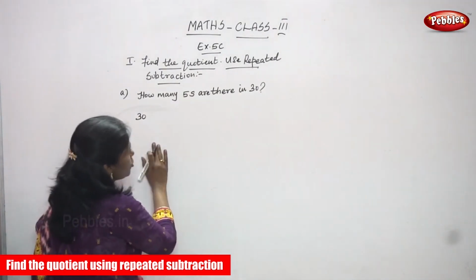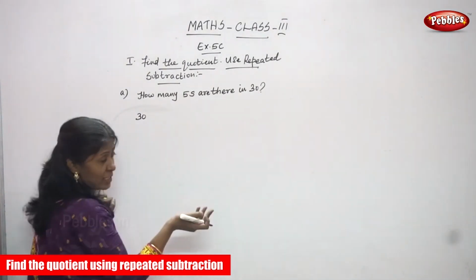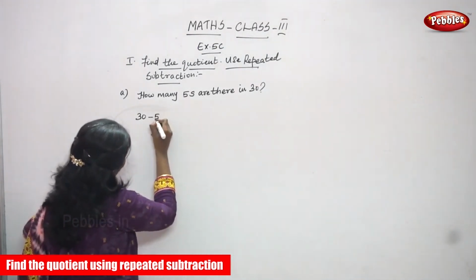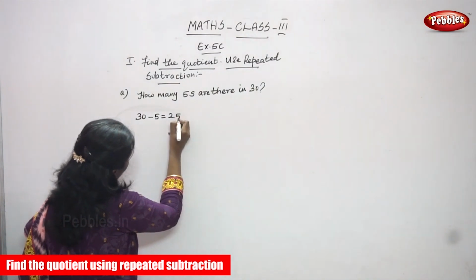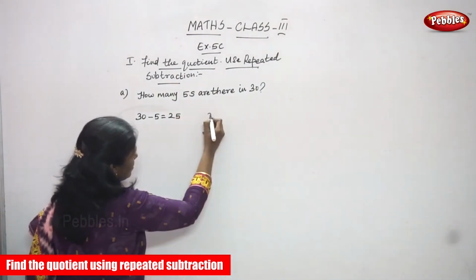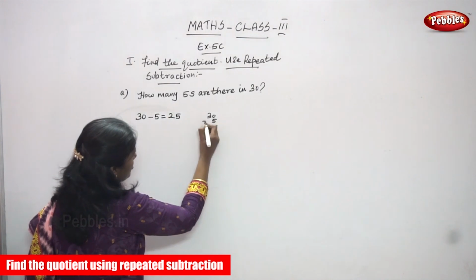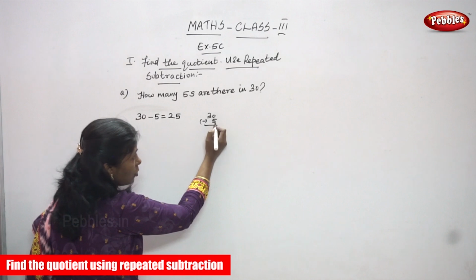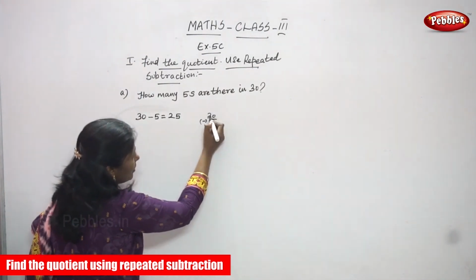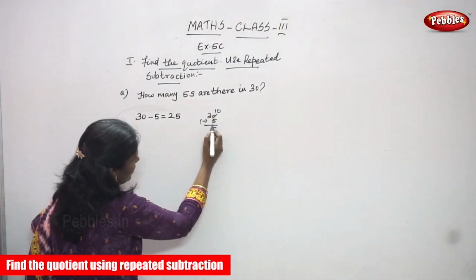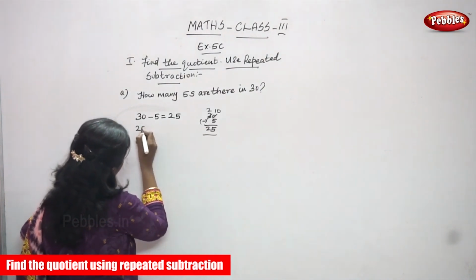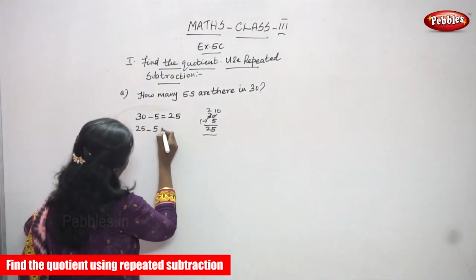Now we are going to use repeated subtraction, and finally I will tell you how to do the division. Okay, 30 minus 5, what do you get? 0 minus 5 you can't, so 0 is not enough to subtract. You have to borrow from the 3 tens. So this 0 becomes 10, 10 minus 5 you get 5, and this 3 becomes 2. The answer is 25.